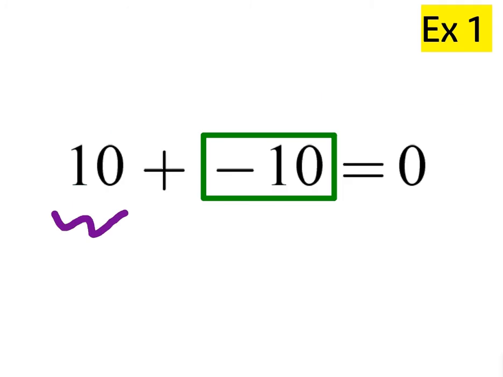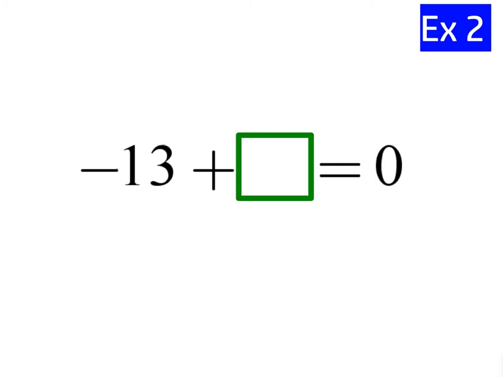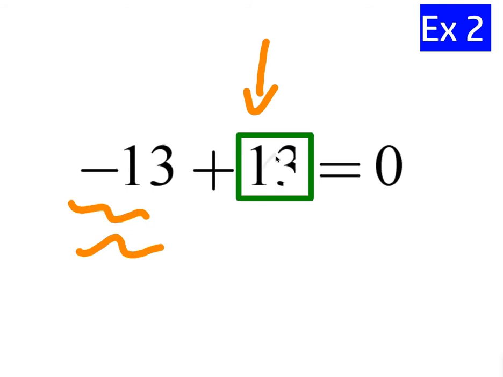And it's that simple. Let's look at some more examples. Negative 13 plus what number gives you 0 back? Well, what's the opposite sign of negative 13? It would be what? Positive 13, right? So therefore we would add positive 13 to reach 0.